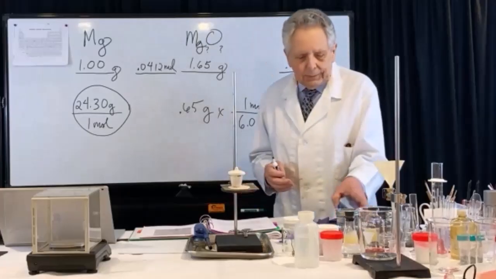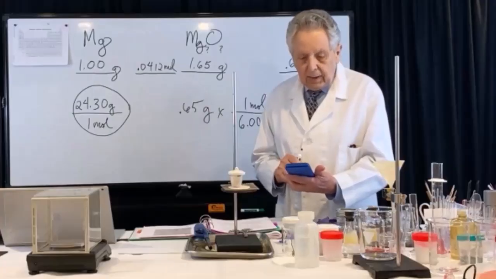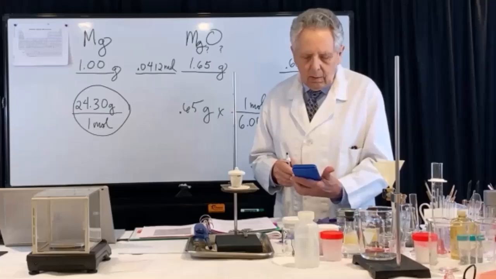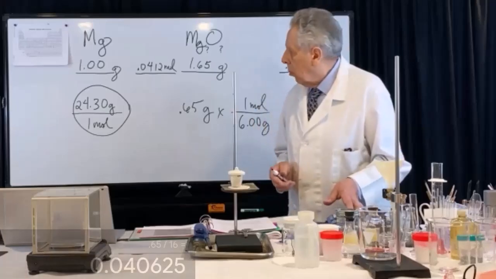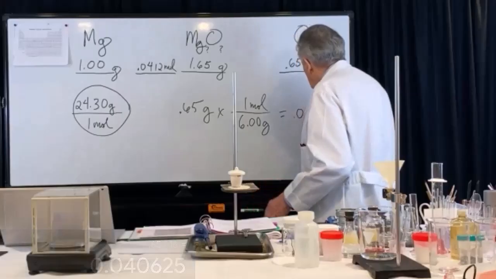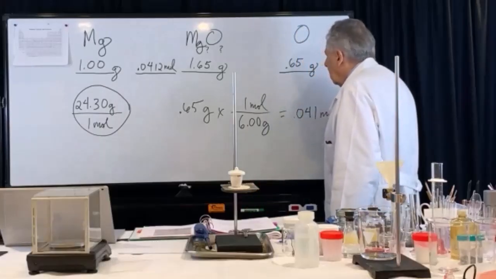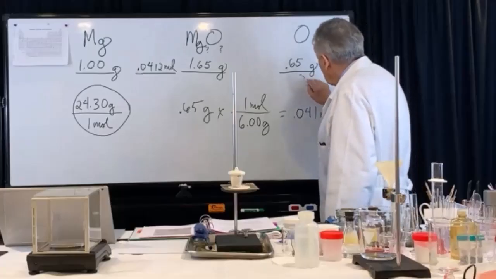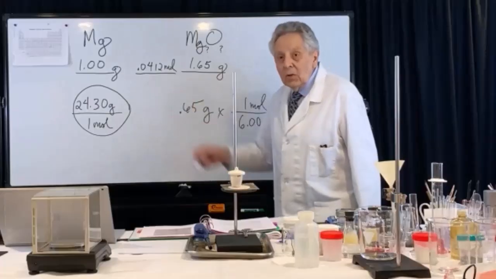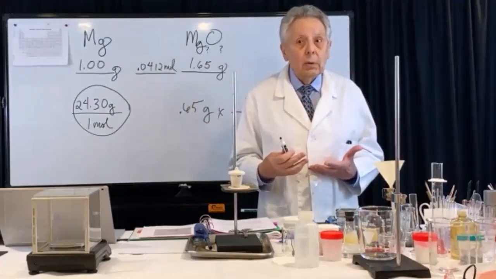Okay, calculator. 0.65 divided by 16.0 is 0.041. 2 significant digits. Moles. My oxygen is 0.041. My magnesium is 0.041. So I have identical amounts of both.